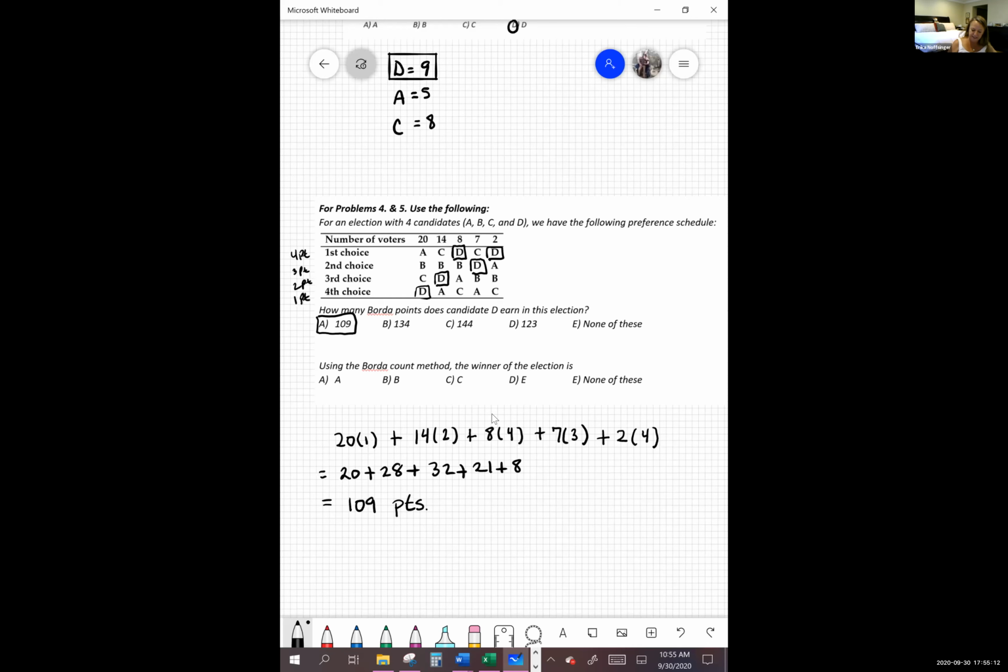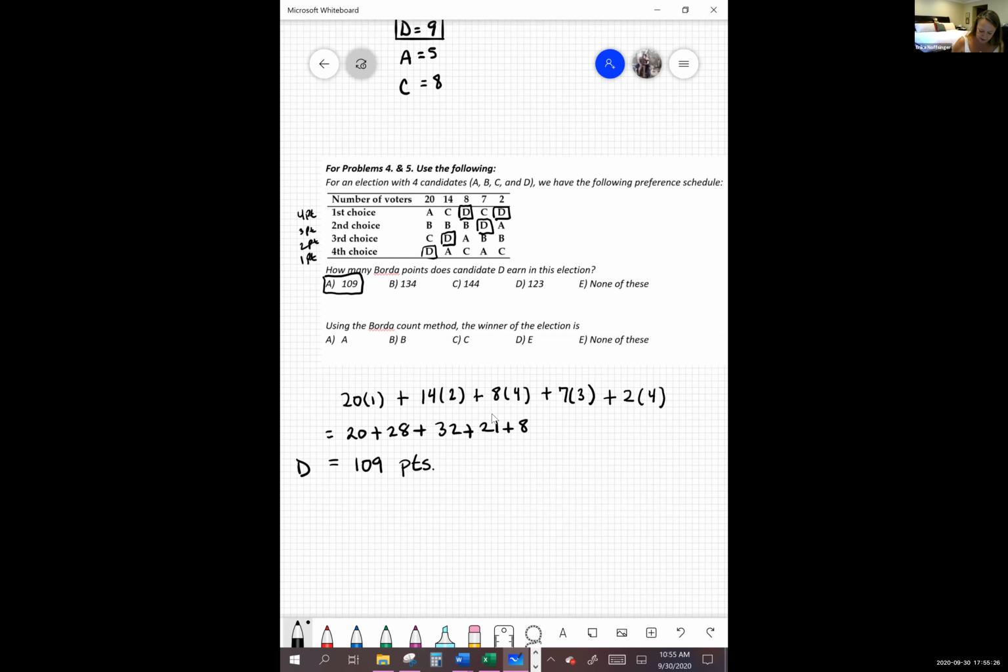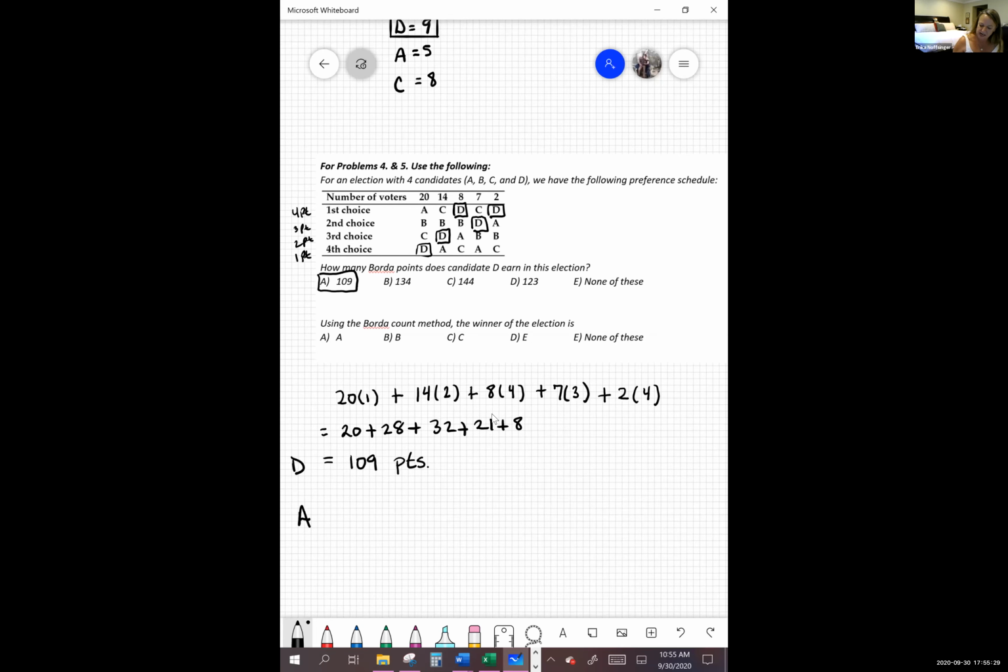Okay, so this is for D. And we need to figure out who is the winner, so we need to go through and calculate the other ones. So for A, we want to do the same thing, but for A. So A, we have 20 people first choice. So that would be 20 times 4.